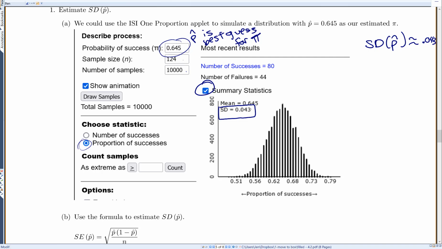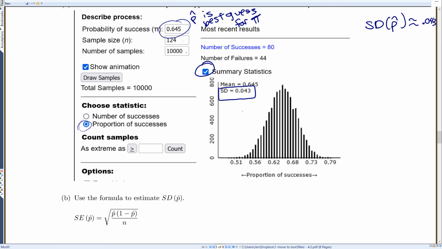Now let's suppose that you didn't have simulations to do it. Let's say you wanted to use the formula.